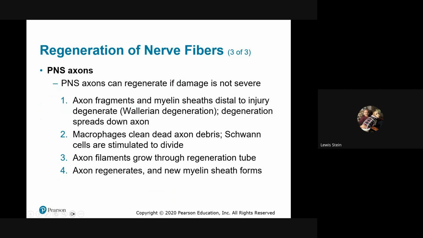So these axons, if they can regenerate, you don't have to go through it. Just look at the slides. Okay. So distal, or away from the injury, degeneration spreads down the axon. It gets gobbled up by scavenger cells, and then they form a natural tube.